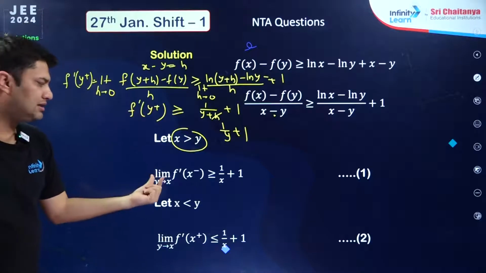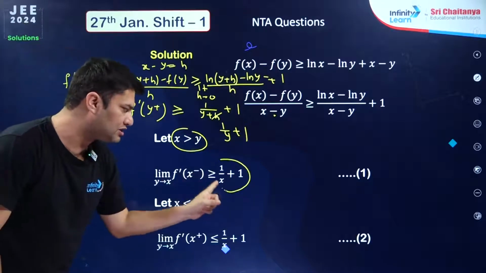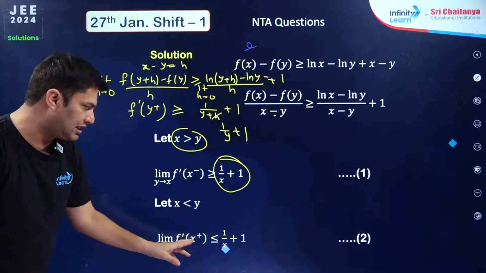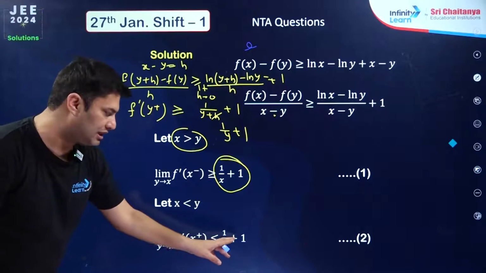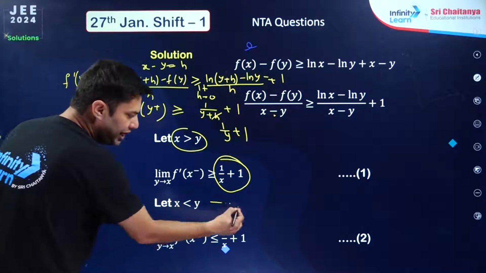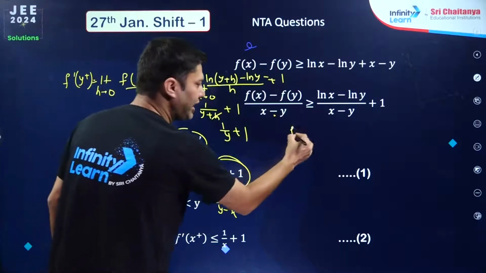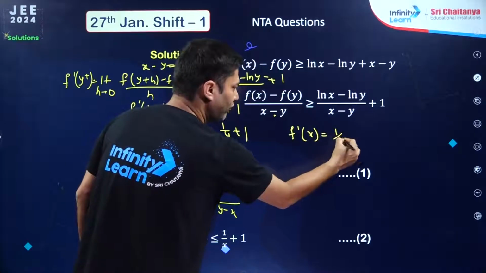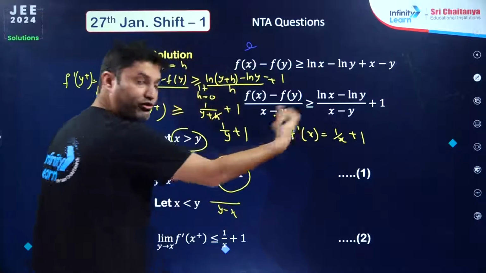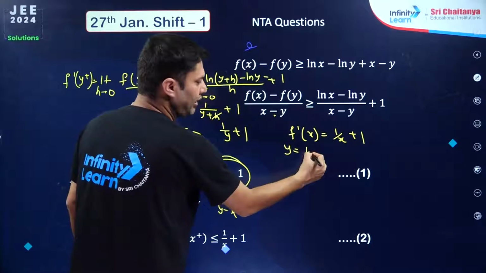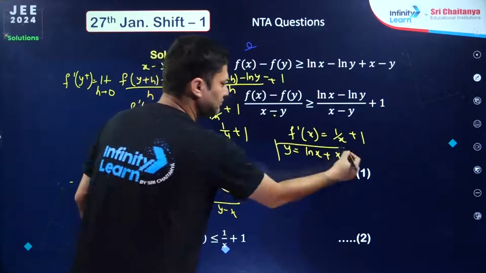So f dash y plus is greater than 1 by y plus 1 or 1 by x plus 1. And if you put x is less than y, then f dash x plus is less than 1 by x plus 1. In this case, you need to divide by y minus x. So by both the equations, you can say that f dash x is coming out to be 1 by x plus 1. And if you integrate, this is a variable separable differential equation. So y will be equal to ln x plus x.